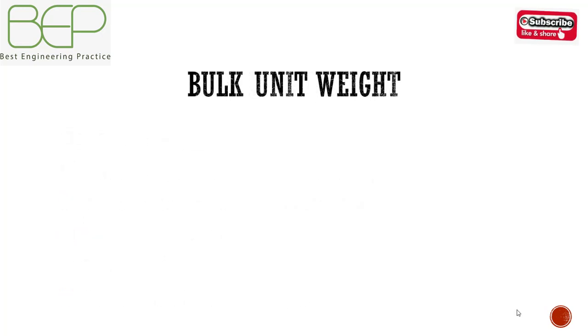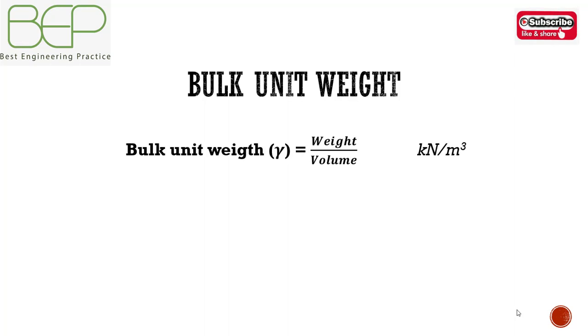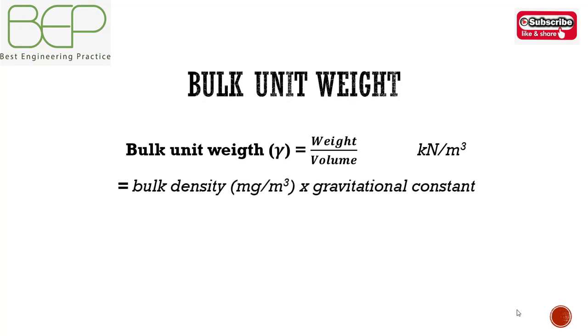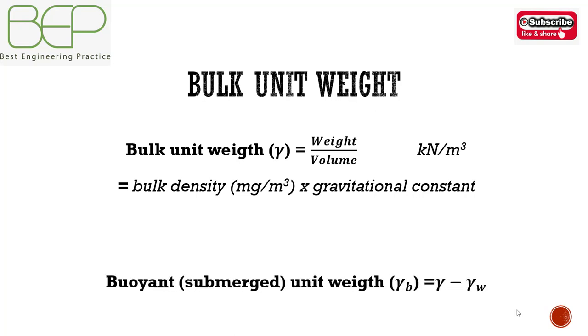The bulk unit weight of soil is normally expressed in kilonewton per meter cubed. It can be obtained from bulk density by multiplying it by the gravitational constant. Bulk density is expressed in megagram per meter cubed. Bulk unit weight should not be confused with buoyant unit weight, which is the difference between bulk unit weight and the unit weight of water. It is recommended that the buoyant unit weight should not be used in earth pressure calculation, since this can lead to confusion.